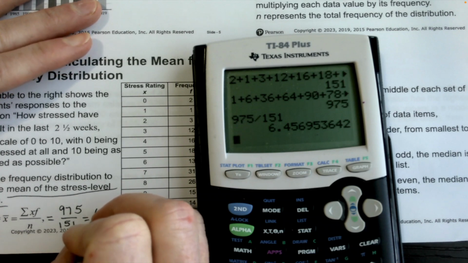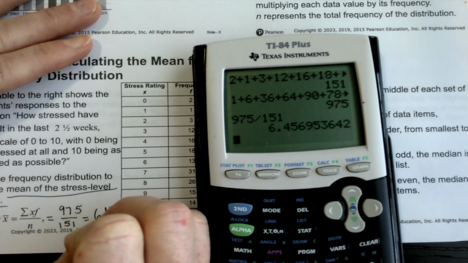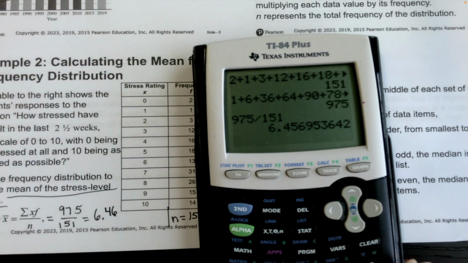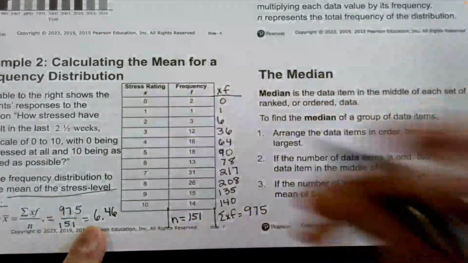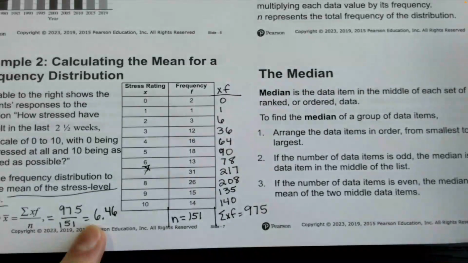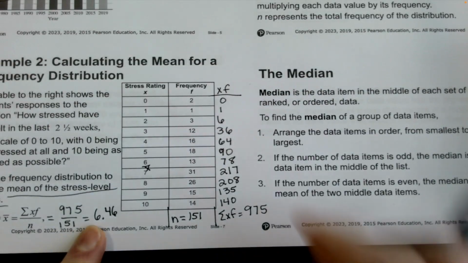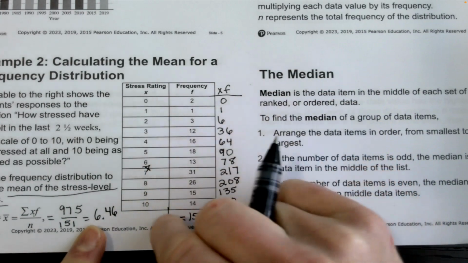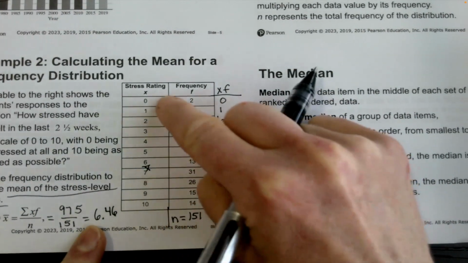6.45 or 46 actually. So it depends on what they want you to round it to. If we're talking about this, I would probably do 6.5. And so that's where I would see, okay, around here, your mean is between those two values. So a lot more people are stressed at a 6.5 level than at a 0 level.